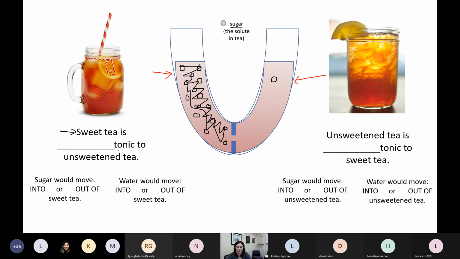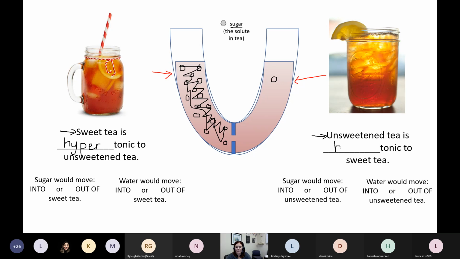Sweet tea. Exactly. Sweet tea is hypertonic. We can see it in our picture, 100%. There is way more sugar in our sweet tea than there is in the unsweetened tea. So if I flip my statement the other way around, if I'm starting with the unsweetened tea is blank to sweet tea. What would we say now if we're starting with the unsweetened tea?